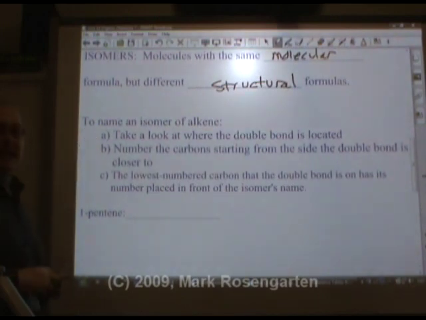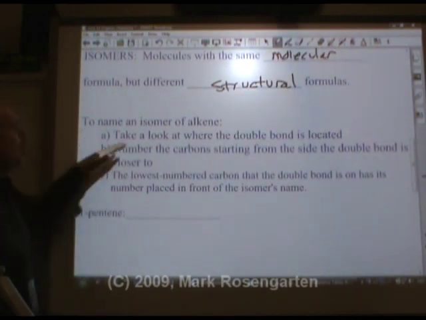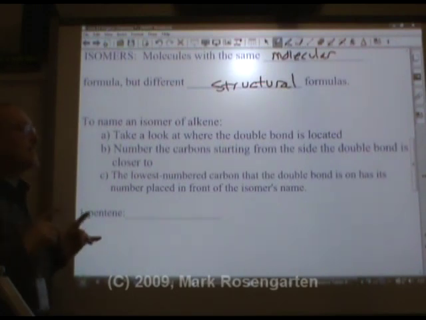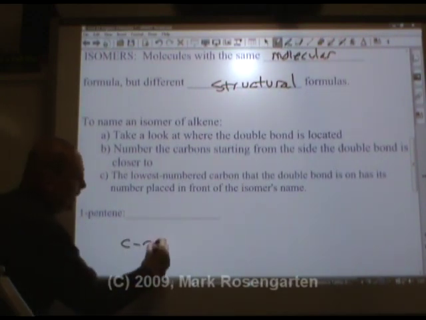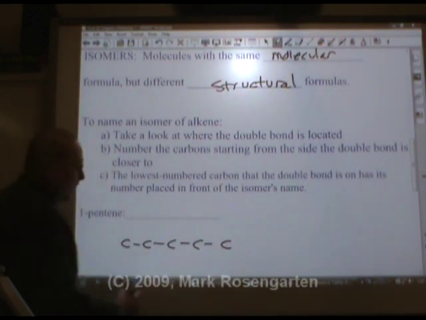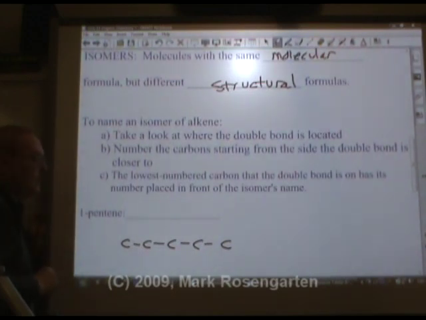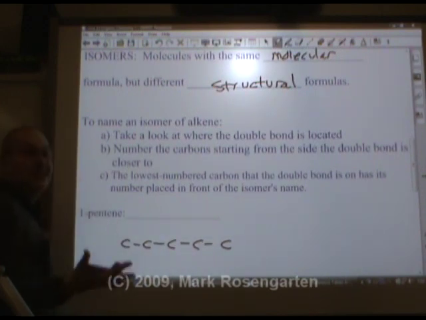So if you want to name an isomer of an alkene, take a look at where the double bond is located, number the carbons starting from the side the double bond is closer to, and then the lowest numbered carbon that the double bond is on has its number placed in front of the isomer's name. 1-pentene, pent is 5 carbons. 1-pentene tells me that the double bond is bonded to the first carbon in from the end. Which end? It doesn't matter.